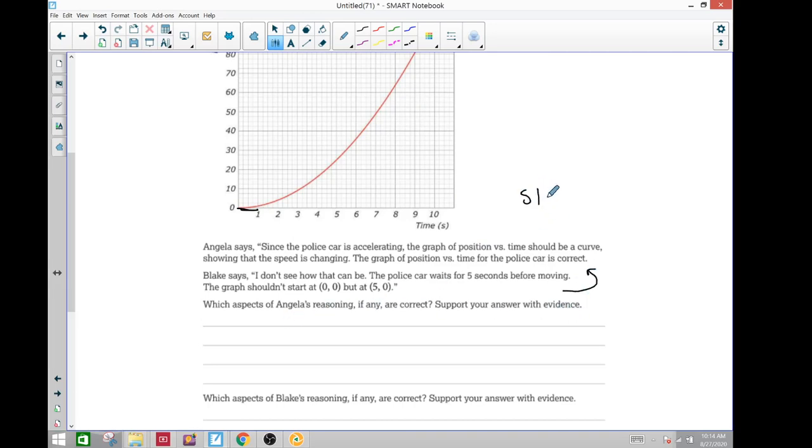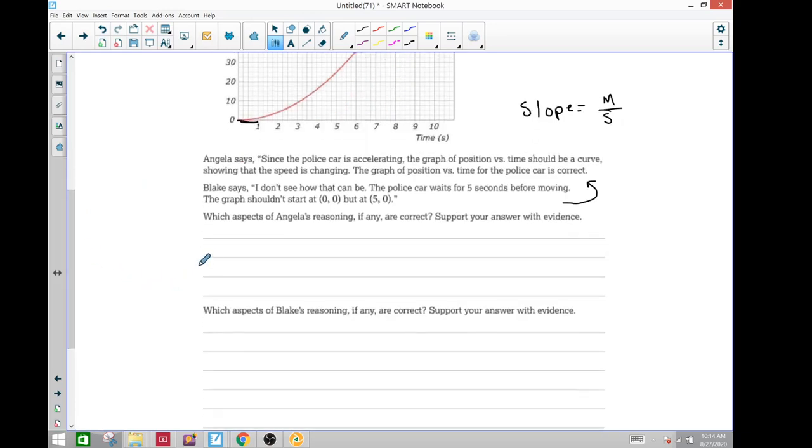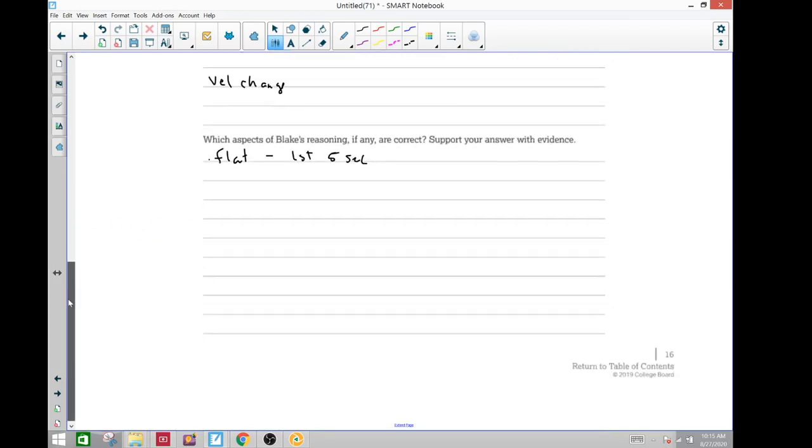Remember, the slope at this point is representing the velocity, meters per second, meters divided by time. So, which aspects of what Angela said were correct? The fact that it should be a curve and the velocity is changing. And what is correct about what Blake said? All of it. Okay, it should be flat. He doesn't go on to explain anything else, but flat for the first 5 seconds. And actually, it'd be flat all the way out to here, and then it would start to curve up like that. Nice. All right, thank you very much.